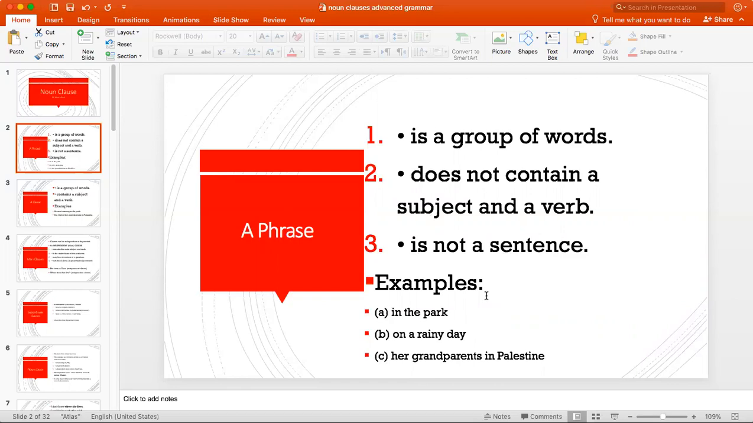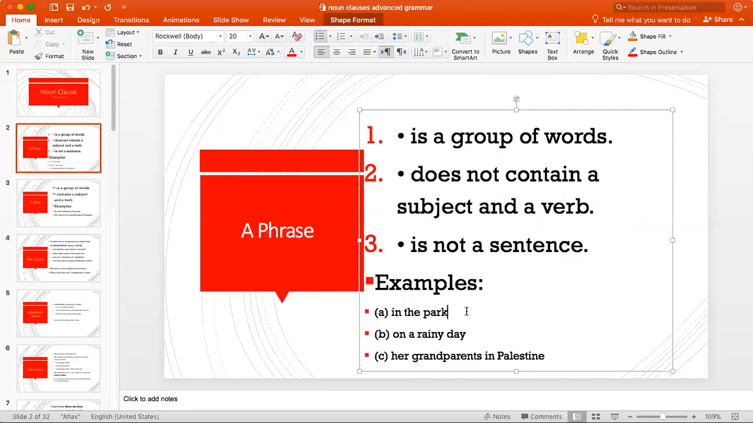For example, in the park, on a rainy day, her grandparents in Palestine. These are all phrases. If you notice, there are no verbs. So you can't just simply write something like this: he parked his car, and then full stop, in the park.